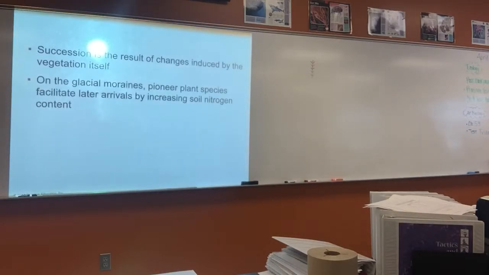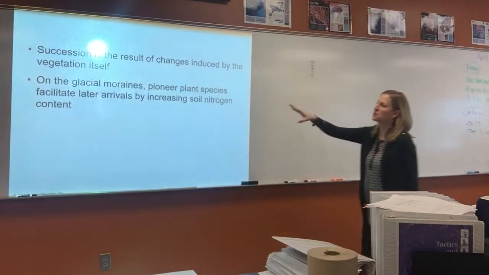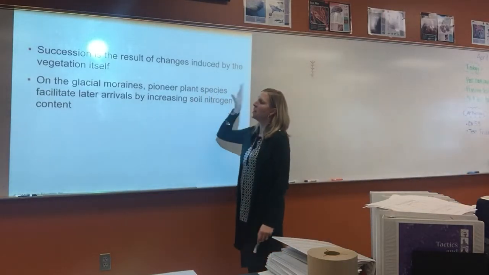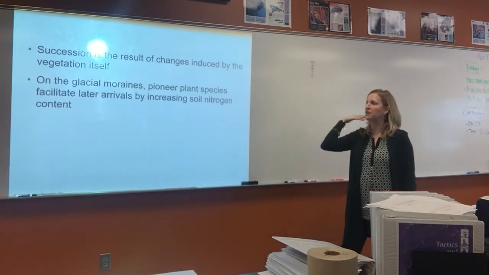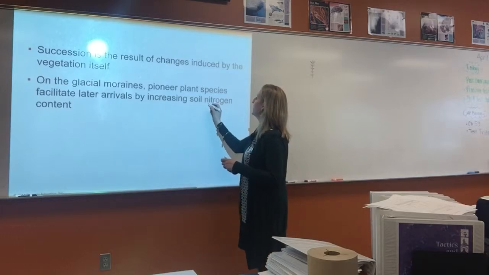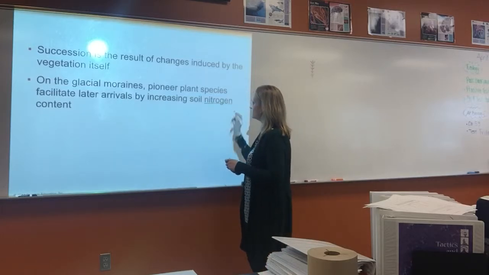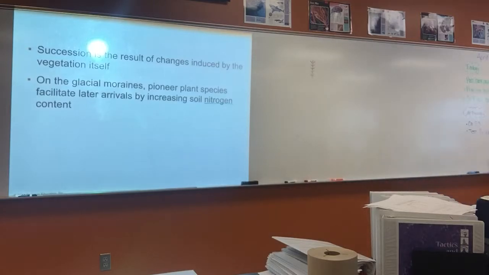So succession is the result of changes induced by the vegetation itself. Those small plant species, those pioneer plant species, facilitate later arrivals. Why a big tree can come and live there in the first place is because it increases soil nitrogen. All living things need a source of nitrogen: plants, us, and so on.